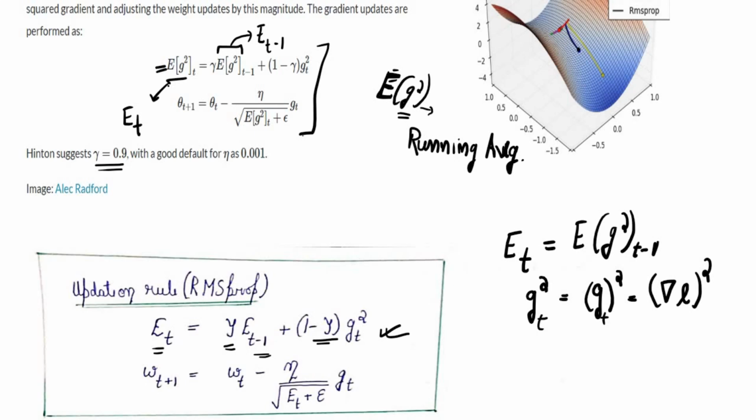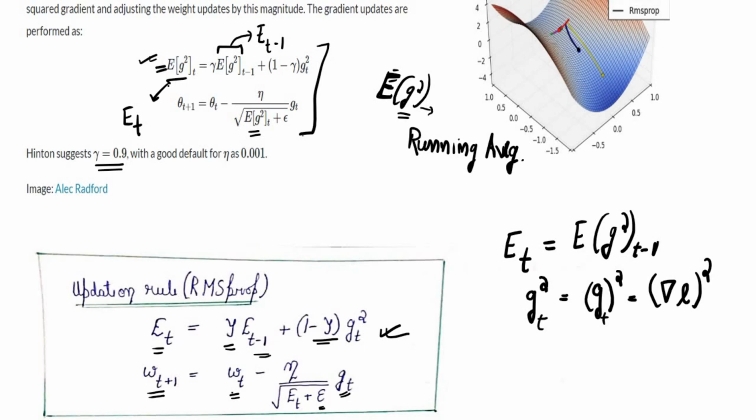Now for the second term, this is the weight updation rule. Wt plus 1 will be written as it is. Theta is replaced by w in our case. Theta t will become wt, and eta will remain as it is. If we look at this term carefully, this is exactly what we derived over here. This is Et. We write epsilon over here, which is just a term to make sure that we are not doing a square root over a zero term, and eventually we get a gt term over here.